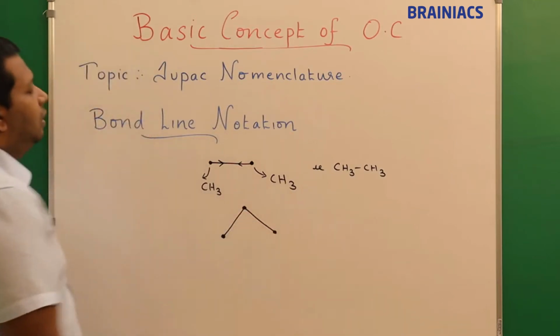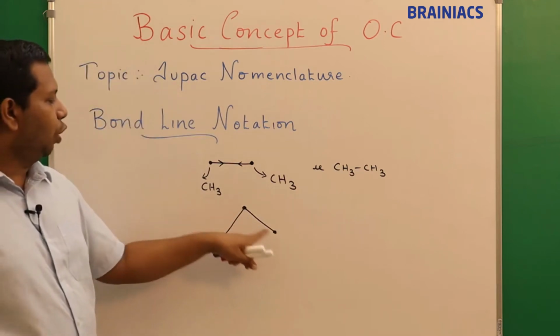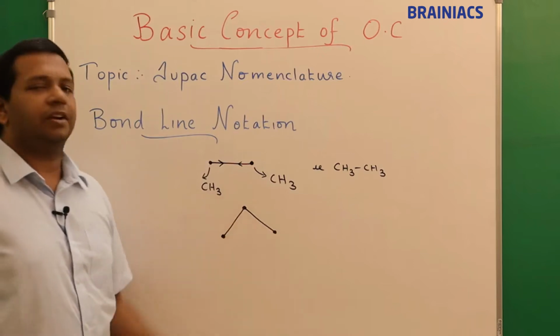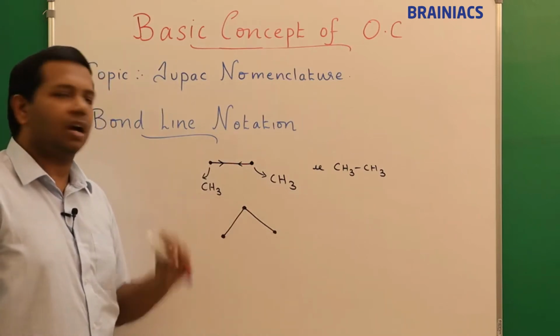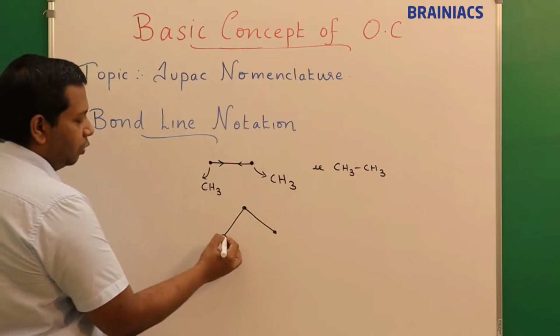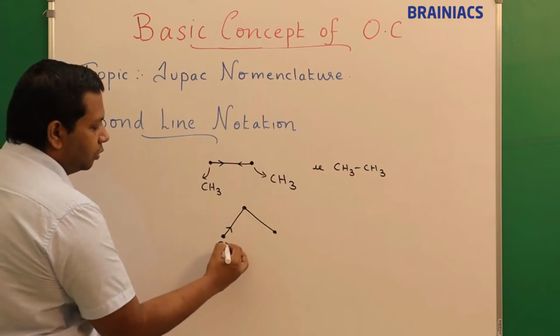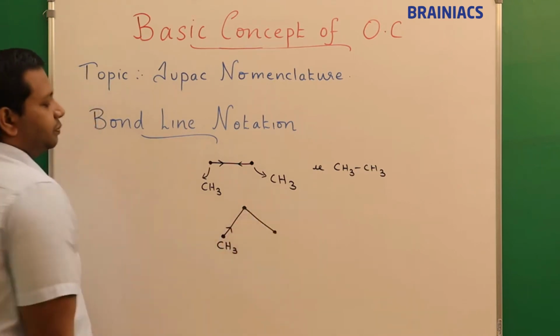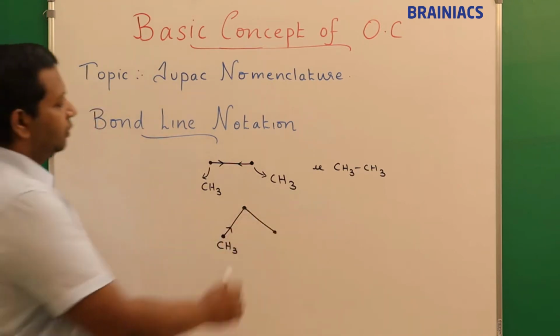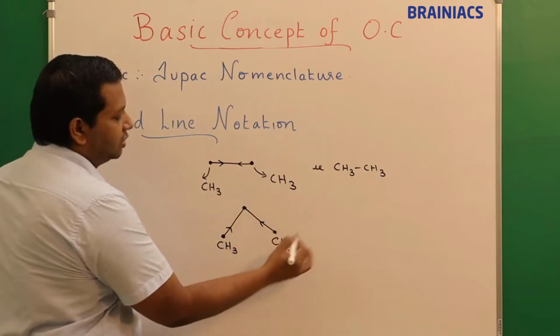Now you could see here, whenever a joint is there or a dot is there, that indicates carbon atoms. So how many carbon atoms are here? 3 carbon atoms are here. So here you can see an open end. Open end means only one line is moving out of it. So that means this is CH3. Now here also only one line is moving out of it. So this is also CH3.